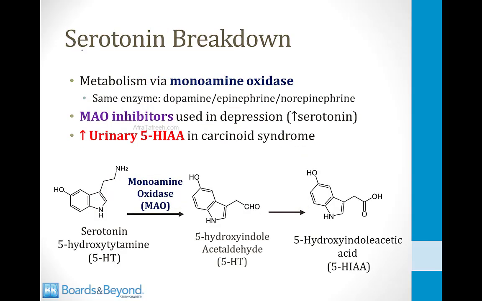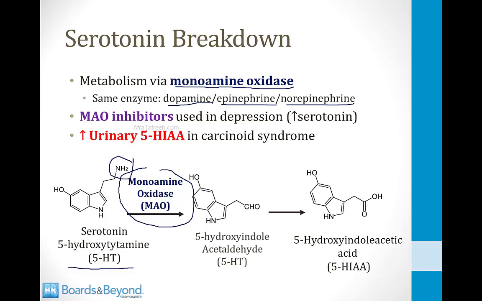Serotonin, which is synthesized from tryptophan, can be metabolized by the enzyme monoamine oxidase, and this is the same enzyme involved in the metabolism of dopamine and epinephrine and norepinephrine, which I discussed in the module on phenylalanine. This is the structure of serotonin on the left side of the screen here. Monoamine oxidase can remove this NH2 group.